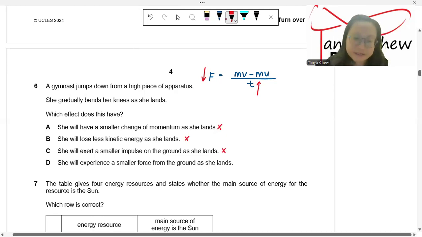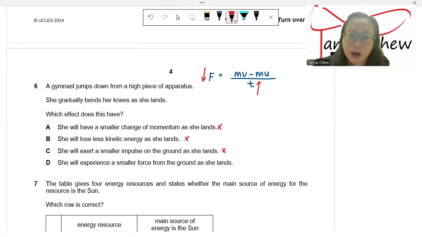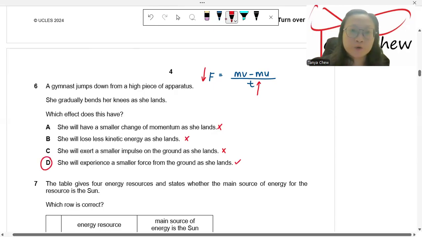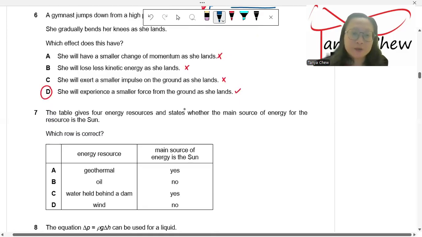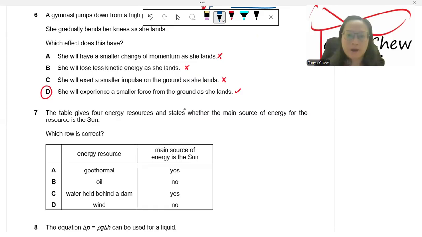She will experience a smaller force from the ground as she lands, which is true, to decrease the injuries on her. So that is why smaller impact force, smaller injury. D is the answer.